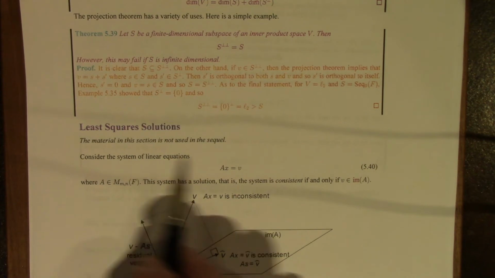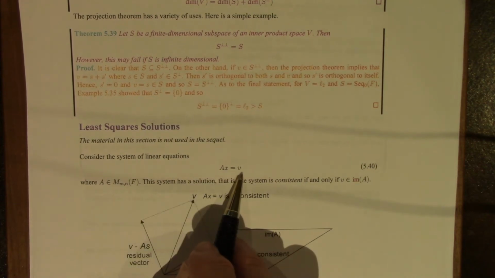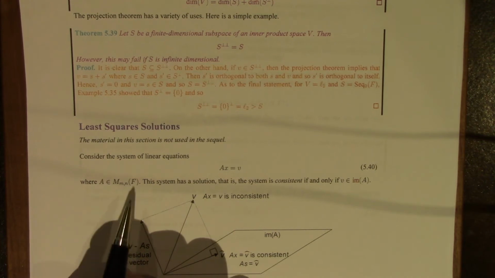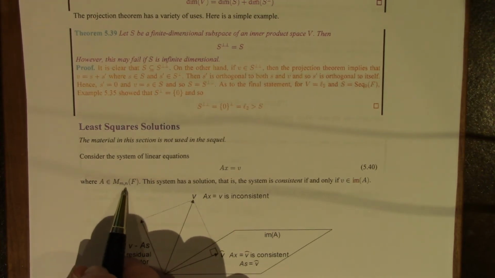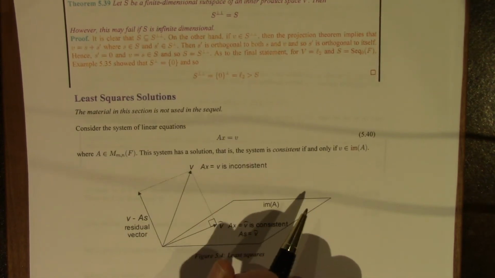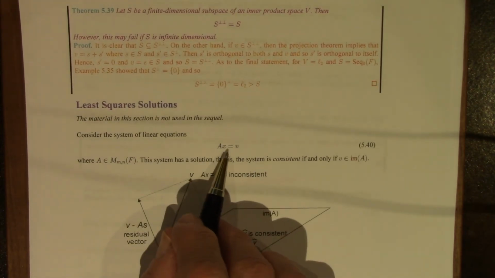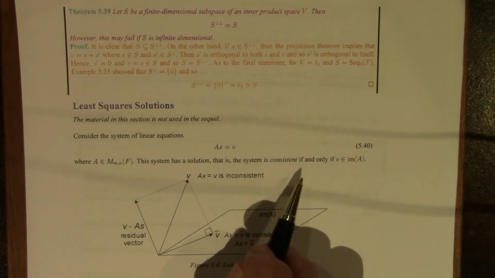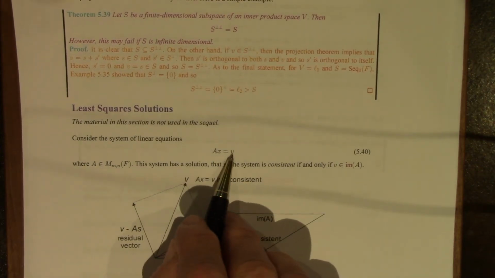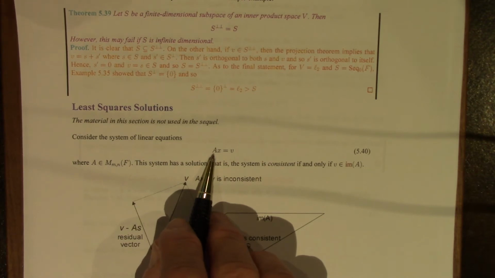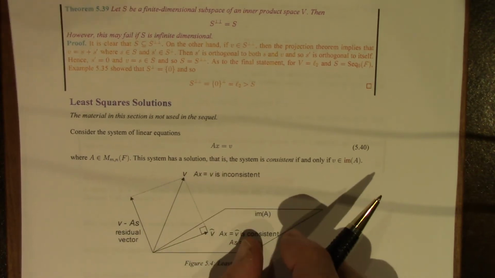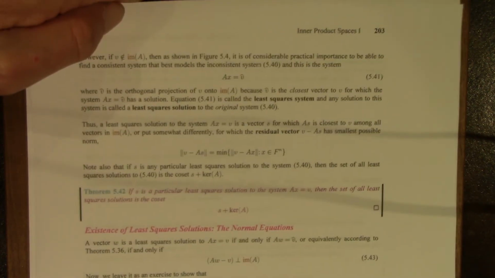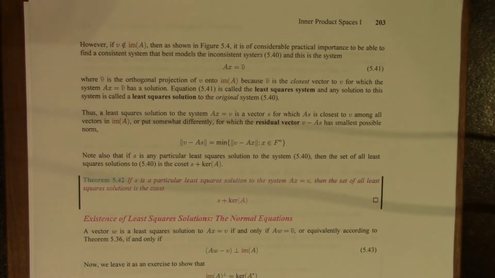Consider a system of equations, AX equals V, where A is an M by N matrix, and so a linear map from Fn to Fm. This system has a solution, that is, it's a consistent system, if and only if V belongs to the image of A. But what do we do if V does not belong to the image of A?